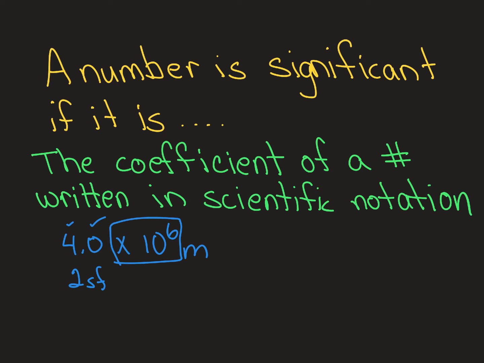Okay, another example. 8.50 times 10 to the negative 3 grams. This number has 3 significant figures. We count the 8, the 5, and the 0. We count this 0 because it's an ending number after a decimal. So this has 3 significant figures.